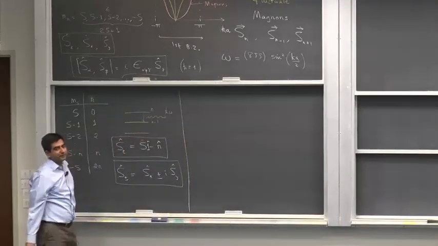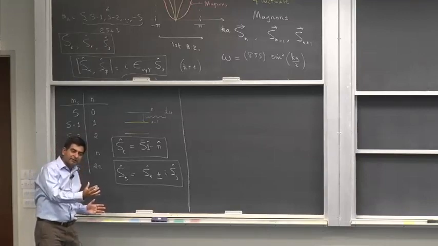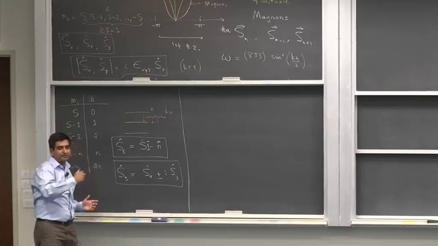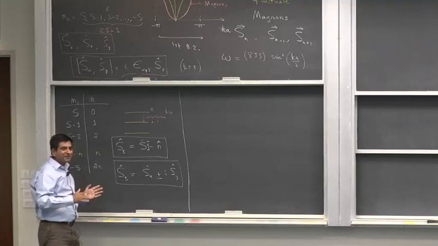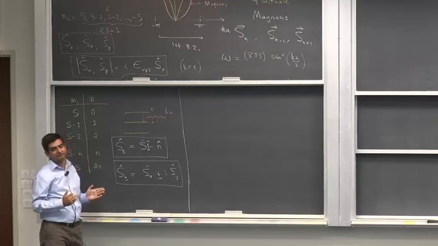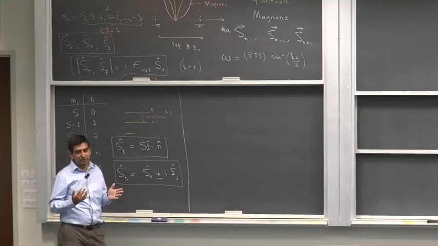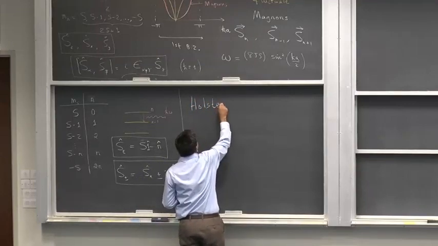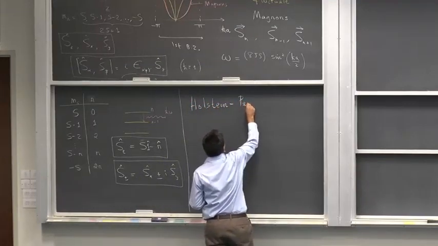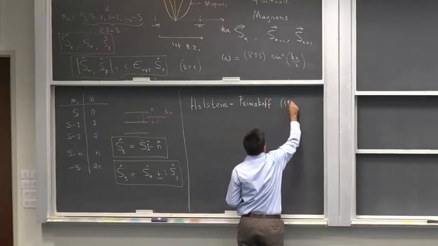Now what we would like to do is transform from the spin operators to the boson operators, because magnons are bosons. So we would like to perform a transformation from the spin operators to the creation and annihilation operators. There are different kinds of transformations that have been proposed. One of them that I'm going to use is called the Holstein-Primakoff transformation from the 1940s.